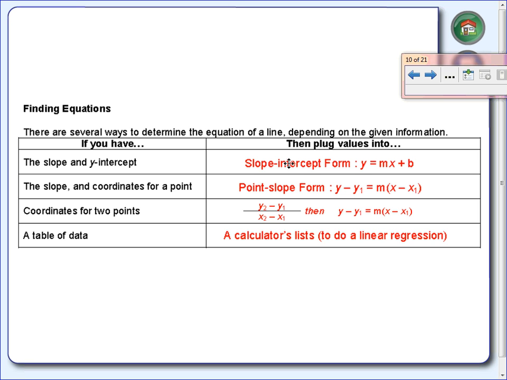Okay? So if we have a table of data, the easiest thing to do would be to go ahead and do a linear regression on our calculator. Now, like I mentioned earlier, unfortunately, sometimes we're at home doing homework, and we don't have this calculator to do a linear regression. So we would have to do another method. And probably the one right above it would be the best. Find the slope, use the point slope.